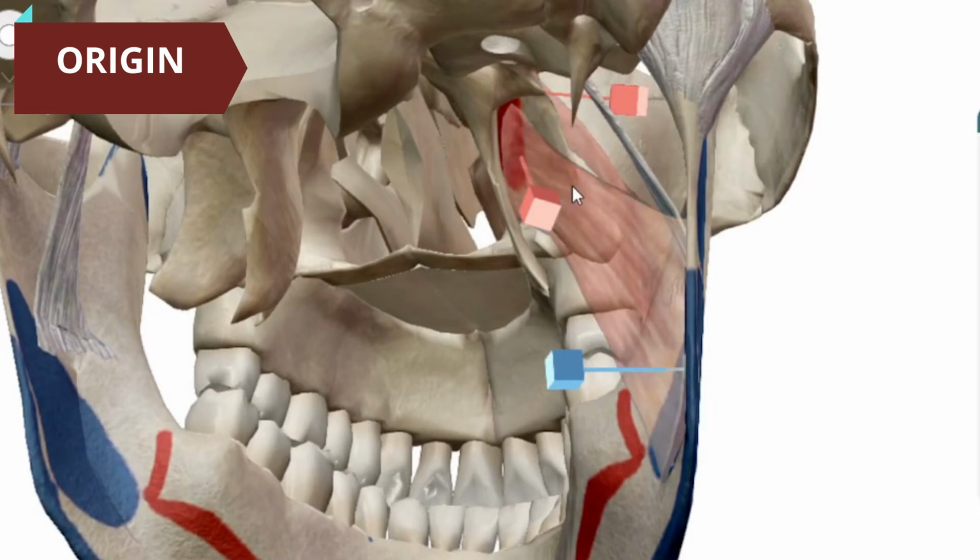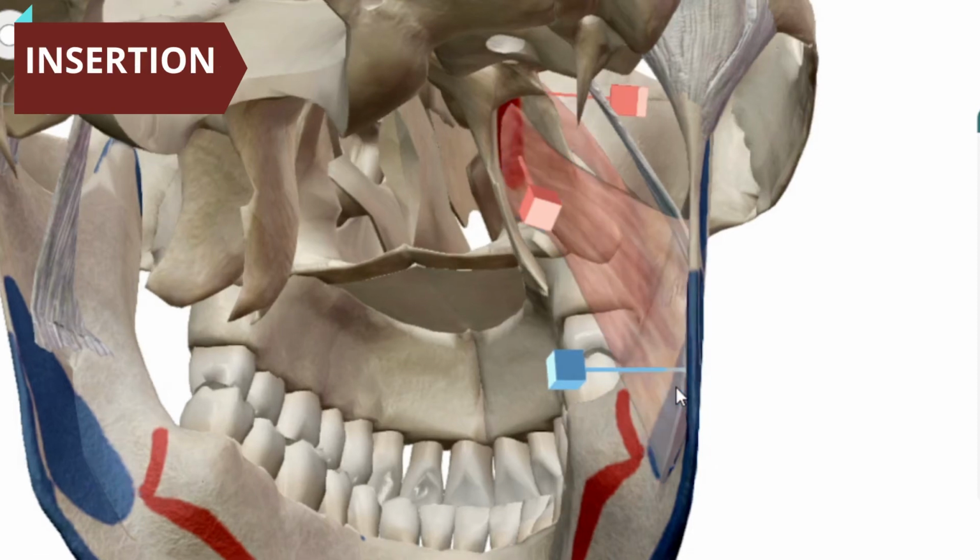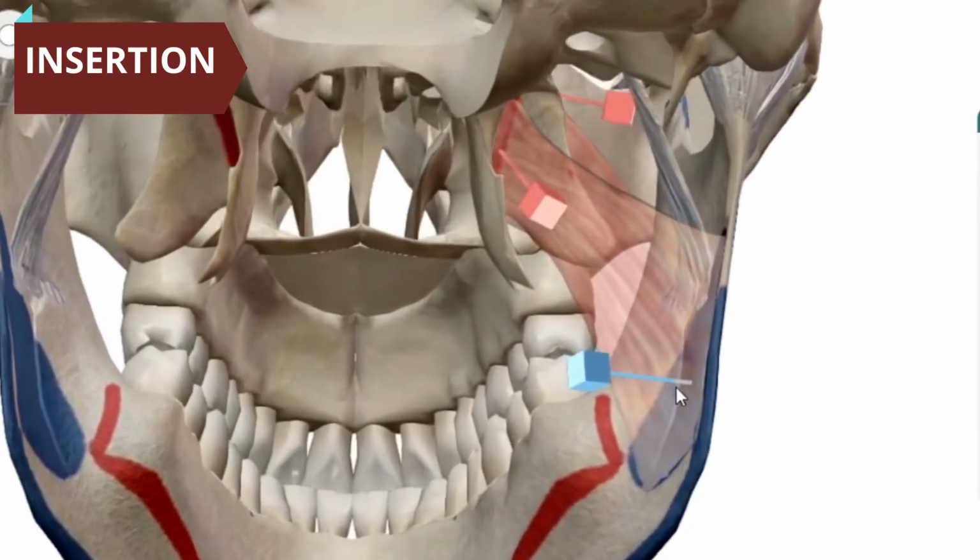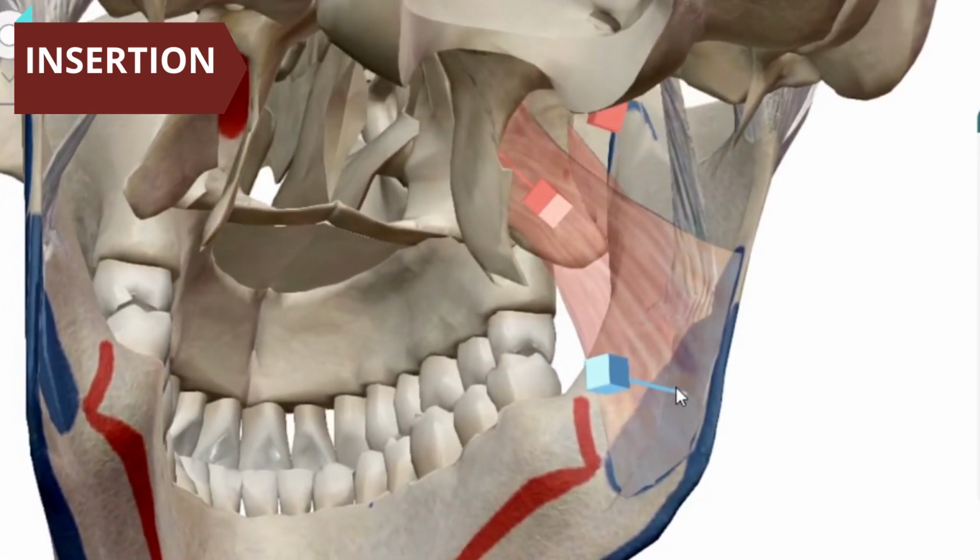The deep head arises from the medial surface of the medial pterygoid plate. This is the medial pterygoid plate of the sphenoid bone, and this is the lateral pterygoid plate of the sphenoid bone. The medial surface of the lateral pterygoid plate of the sphenoid bone gives rise to the origin of the deep fibers of the medial pterygoid muscle. The muscle is inserted over here, that is the inner surface of the angle of the mandible, as well as the rest of the ramus of the mandible. So this is origin and insertion.